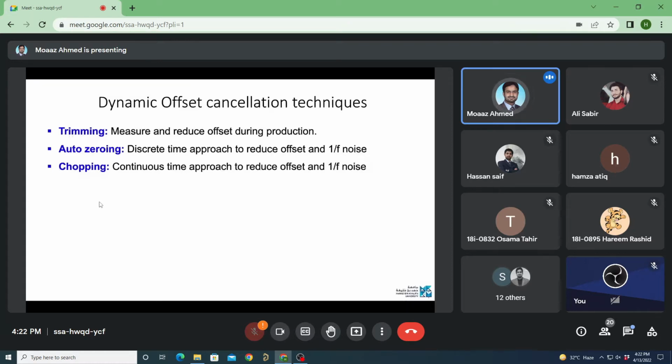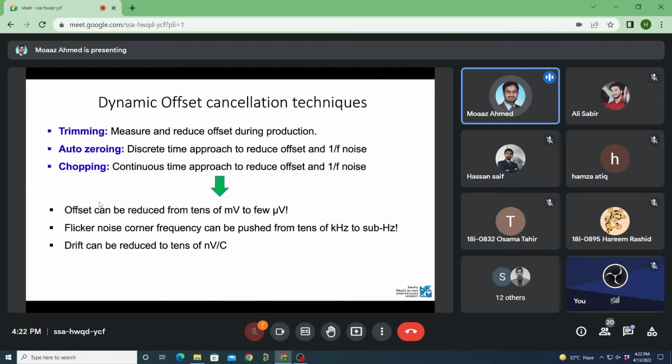Auto zeroing is a discrete time approach which is used to reduce offset and noise. We'll study it, followed by chopping, which is a continuous time approach to reduce flicker noise and offset. By employing these two techniques, we can reduce the offset from tens of millivolts to a few microvolts, or we can also bring down the flicker noise corner frequency, which without any offset cancellation is usually in tens of kilohertz or even hundreds of kilohertz, to sub-hertz.